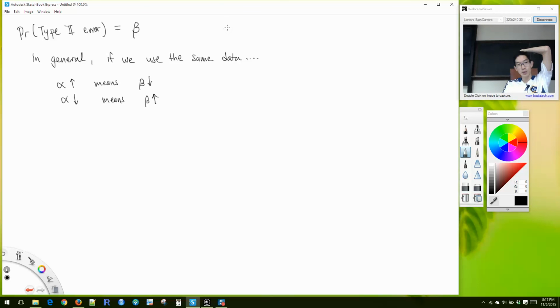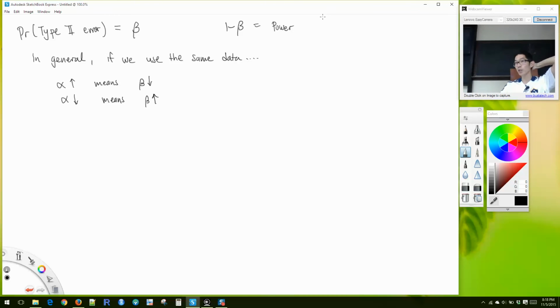We give a special term to the quantity 1 minus beta. Whenever we do 1 minus a probability, what is that? That's the probability of the complement, right? So what would the complement of a type 2 error be? This term is known as power.